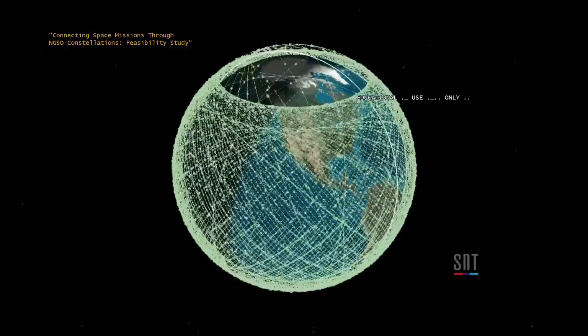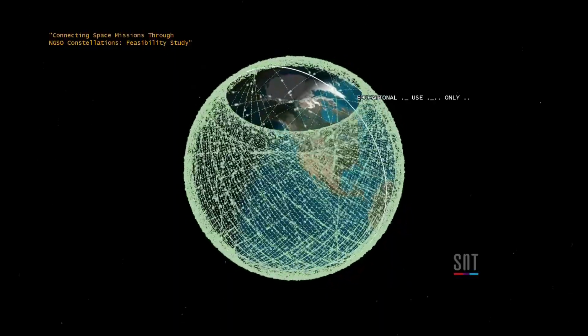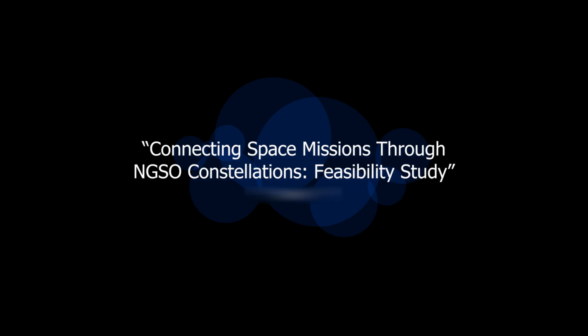All in all, using ground terminals in space and connecting through commercial satellite internet providers for space missions has been found practical and potentially very cool as well.